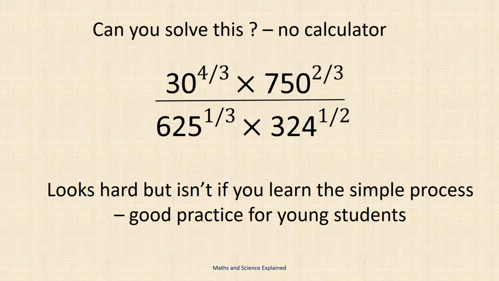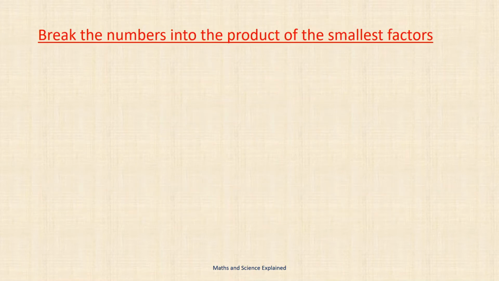The key to the solution is to know that you firstly need to break down the numbers into a product of the smallest factors, which are likely to be one or more of 2, 3 and 5. Secondly, you apply the given powers to these factors or bases and sum them up to get a simple solution. So let's break the numbers down.